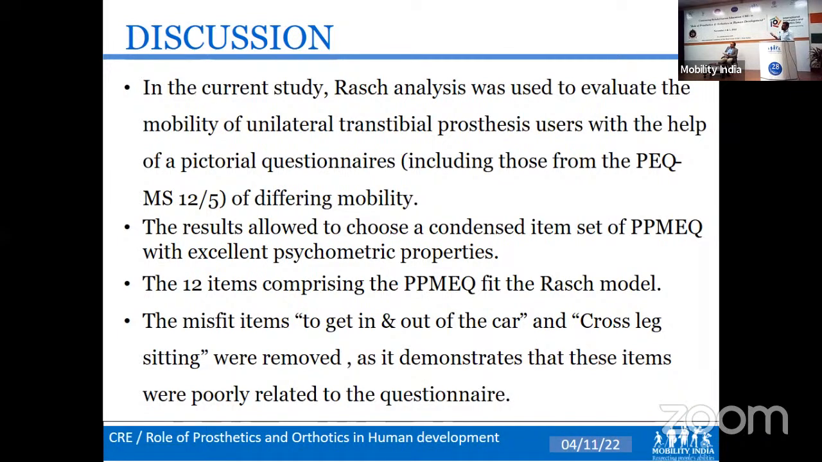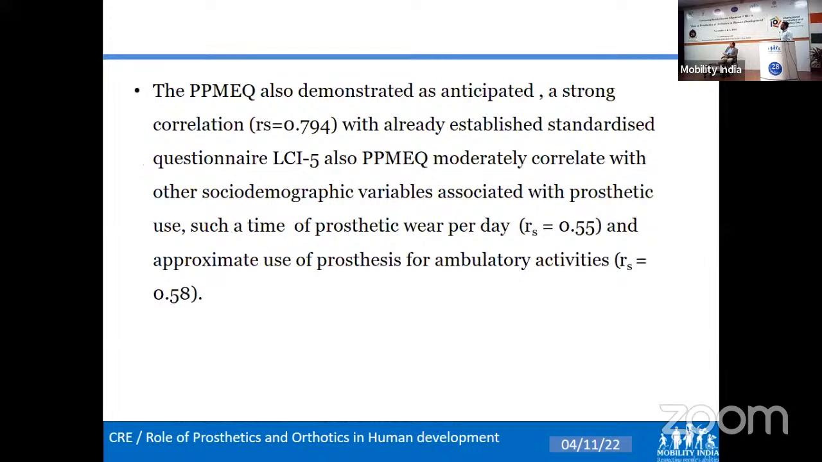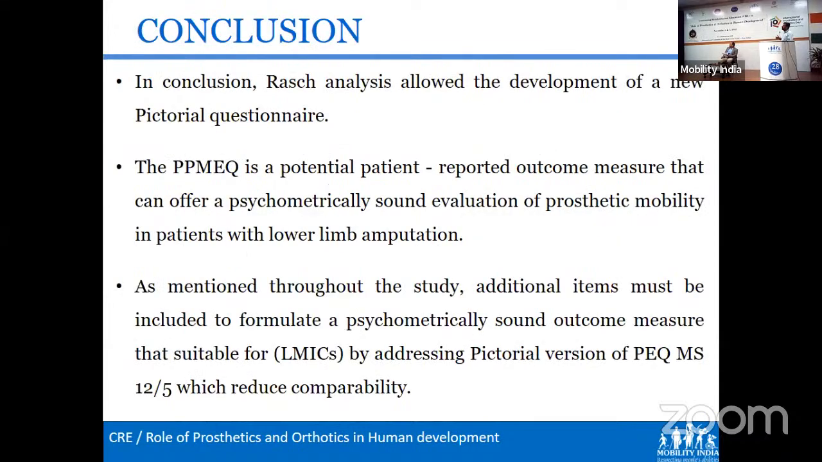There can be various reasons. As we discussed with experts, and according to further studies also, if patients' conditions are different, this type of question can be misfitted. Now, the PPMEQ also demonstrated a strong correlation with the LCI 5, which is an already established questionnaire, and a moderate correlation with the two socio-demographic variables, time of prosthetic wear and use of the prosthesis for ambulatory activities. In conclusion, Rasch analysis allowed the development of a new pictorial prosthetic questionnaire, and the PPMEQ is a potential patient-reported outcome measure that can offer a psychometrically sound evaluation of prosthetic mobility in patients with lower limb amputation.